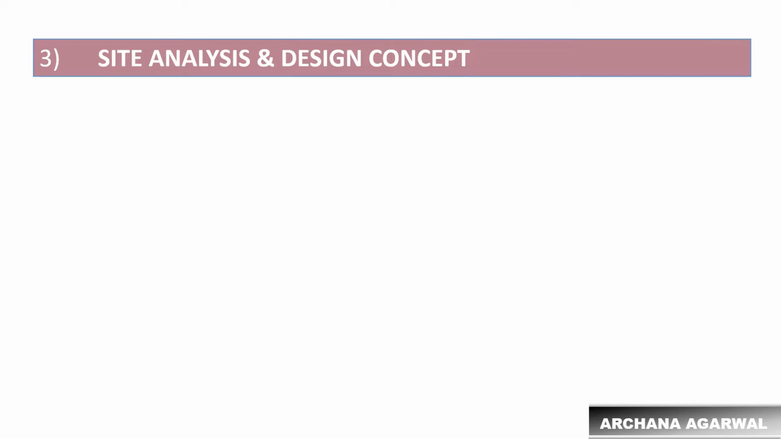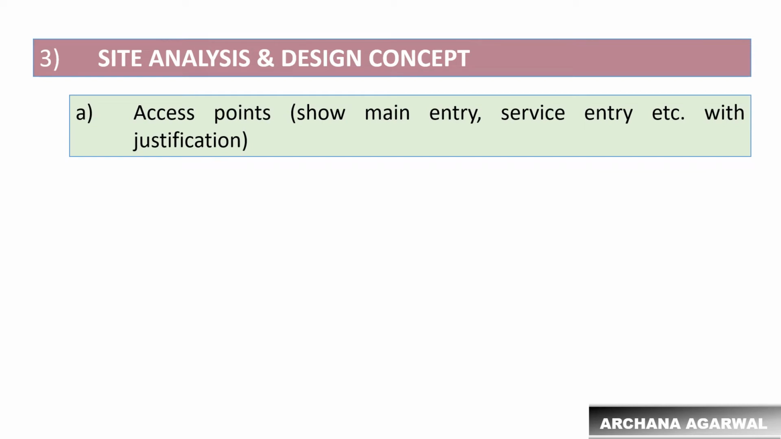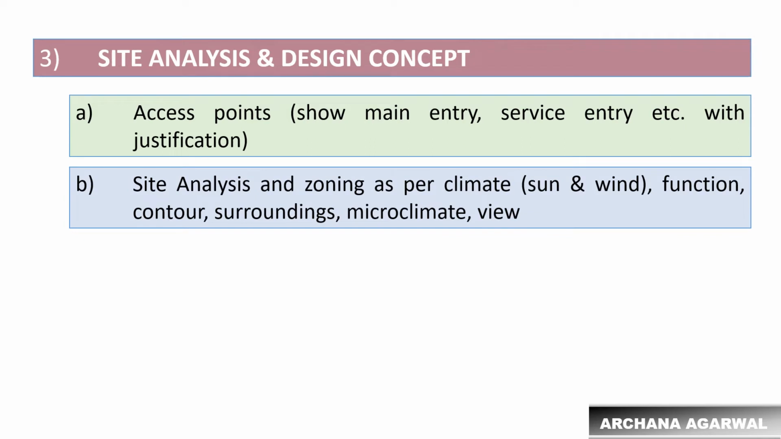You may start the site analysis with justification of the access points, giving explanation for the location of various entries and exits for vehicles and pedestrians. While analyzing the site, you shall be discussing the various parameters that are going to influence your design process. And that inter alia means that you would be also showing the zoning on the basis of the various parameters like climate, the functions, the contours, surroundings, microclimate, and the view from inside to outside and outside to inside.